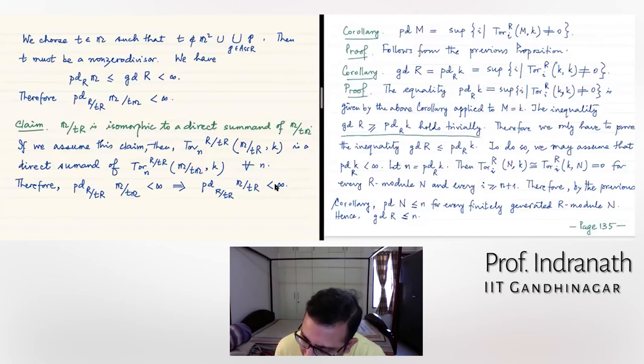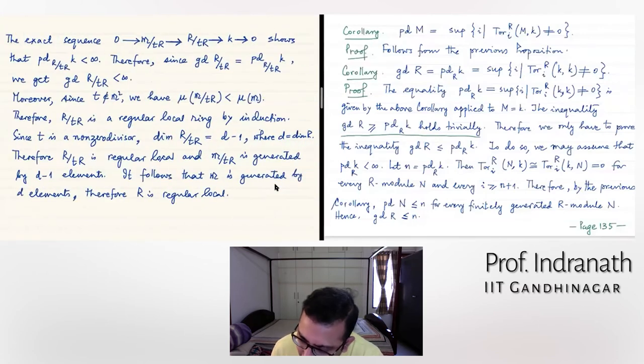And therefore, since you have the sitting as a direct summand, finiteness condition here would give you finiteness condition there, because this is a direct summand of this, right? Okay. Good. So now, this shows that the projective dimension of K as an R mod Tr module is finite. Therefore, we know that global dimension is the projective dimension you have right here. And therefore, we get that the global dimension is also finite. So we are making the induction work. By the way, is this part clear to all of you?